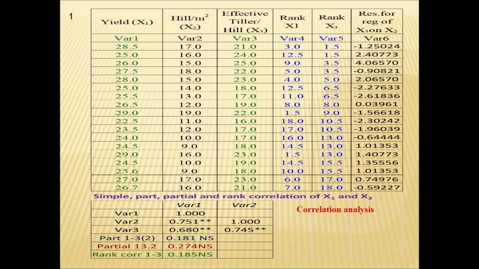Most statistical software give different types of correlations. Take an example from a paddy field, with a little agriculture bias: tillers per meter square and effective tillers per field. The correlation coefficients are given below: the simple correlation coefficient, the part correlation coefficient, and the partial correlation coefficient. You can see the simple correlation coefficient is significant, but the part correlation coefficient is not.